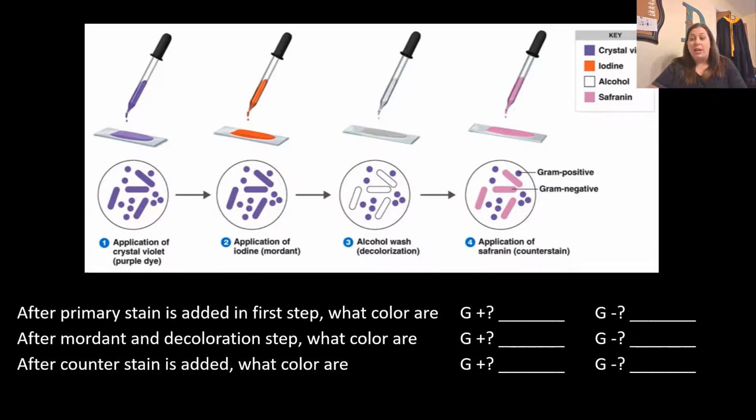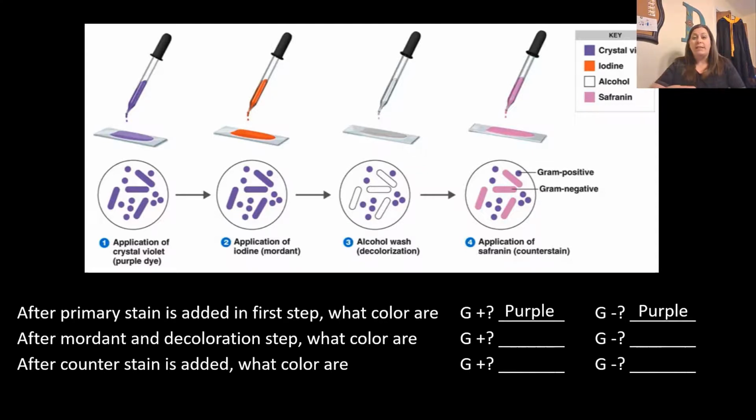So let's take a look. If we are to do this staining process again, what's happening at each step? After the primary stain, we've added the crystal violet. What color are the gram-positive and the gram-negative? Well, they're both purple, because that's the stain that's been put on there. Nothing else has happened, so they're both going to appear purple. So this does not allow us to differentiate anything. We've got to continue with the steps.